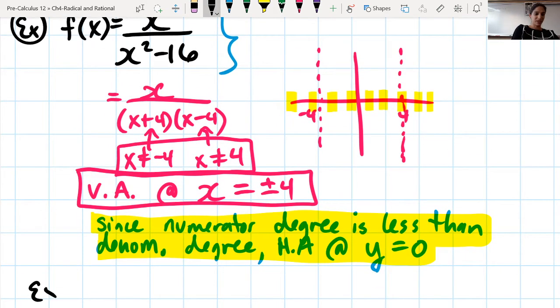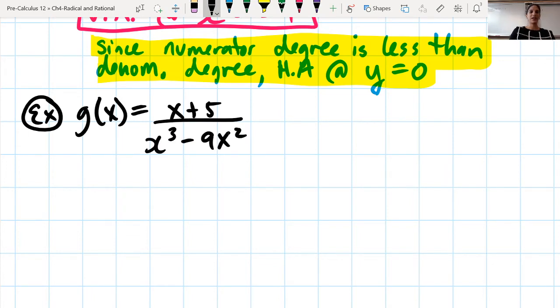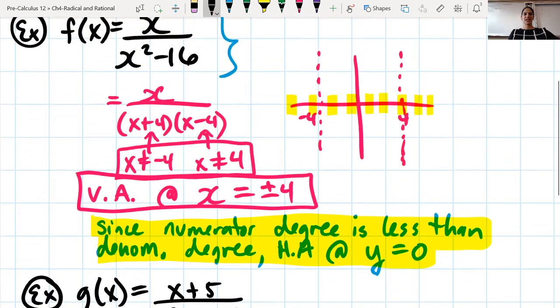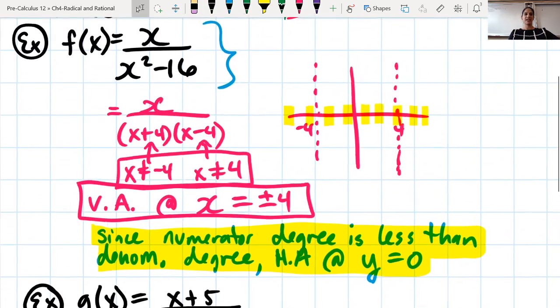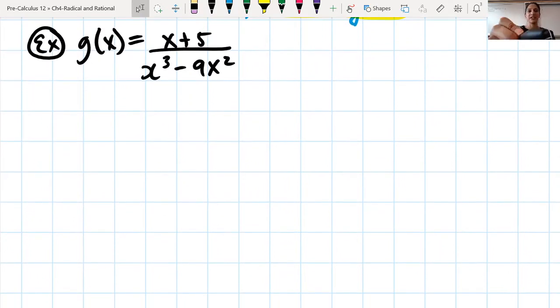But I get that you're probably thinking, what? That's not enough, I don't get it. So I'm going to give you another one. Let's say, for example, we have g of x equals x plus 5 over x cubed minus 9x squared. We're still doing exactly the same thing. So compare it to the last equation. It's just this time I have more stuff going on in this function g of x. But I still do the same thing.